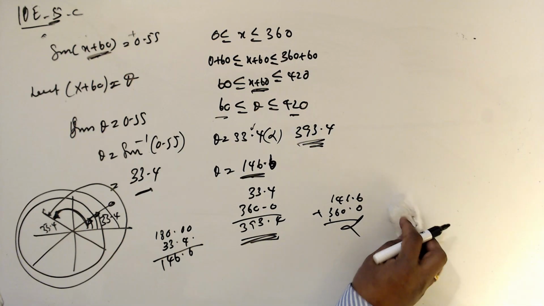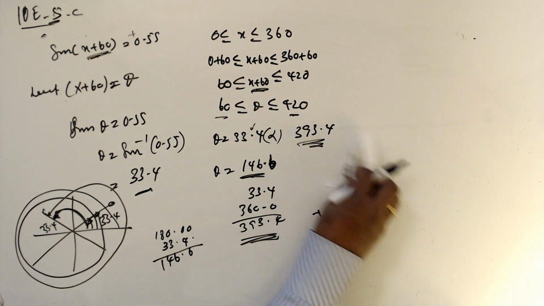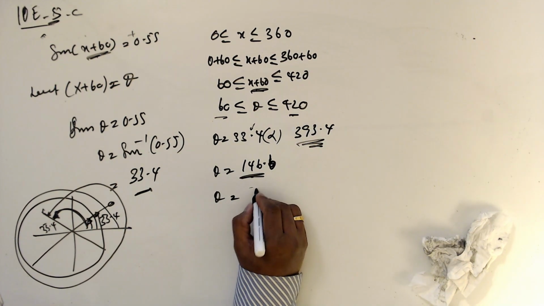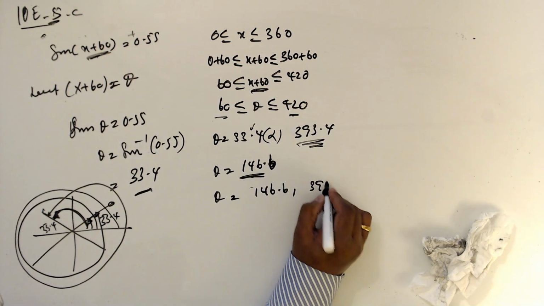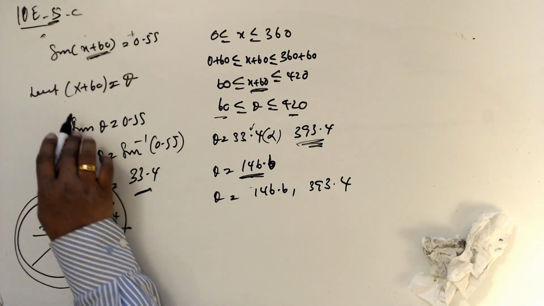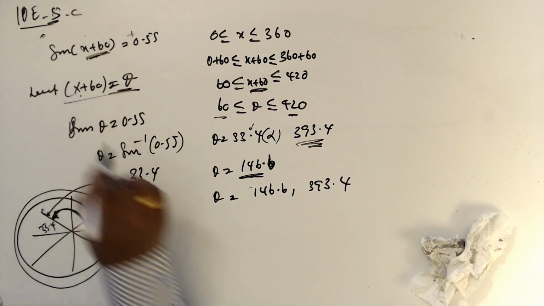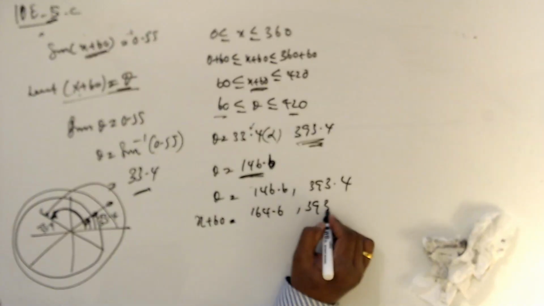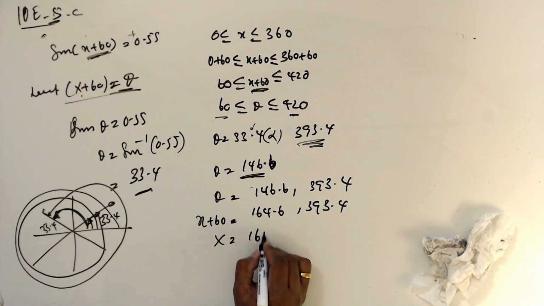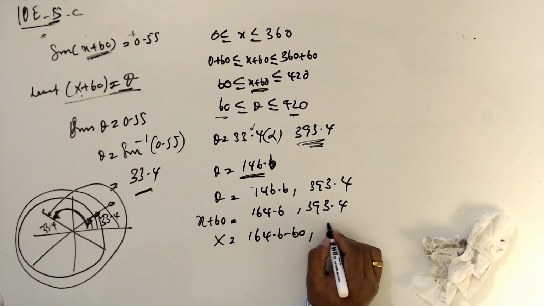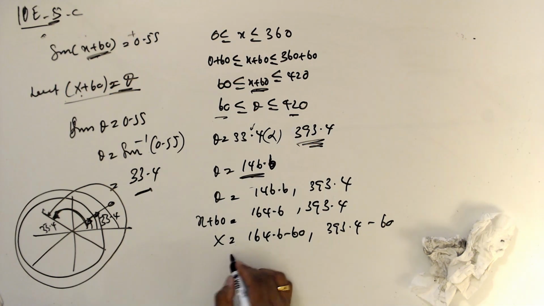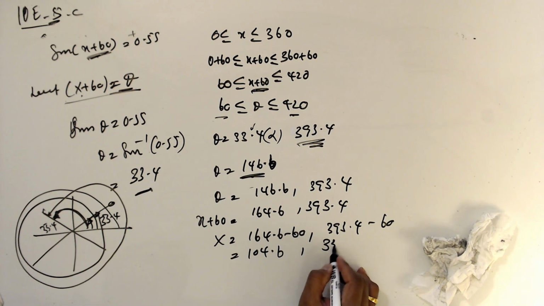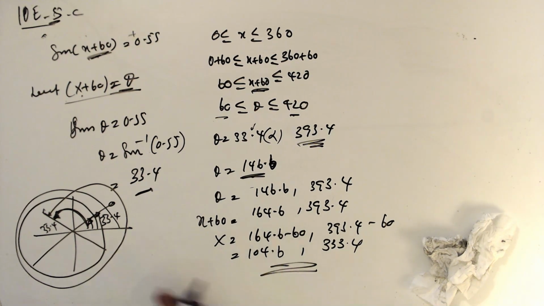This one 146.6 and 393.4. Theta equal 146.6 and 393.4. Now let's replace theta. Theta mean what? X plus 60 mean x plus 60 equal 146.6, 393.4. Then x equal 146.6 minus 60 and 393.4 minus 60, which is 104.6, and this is 333.4.